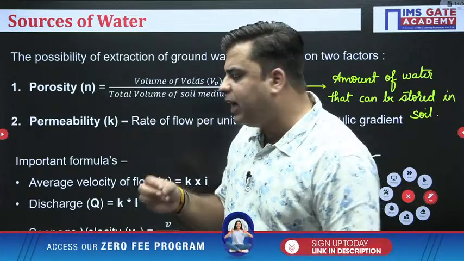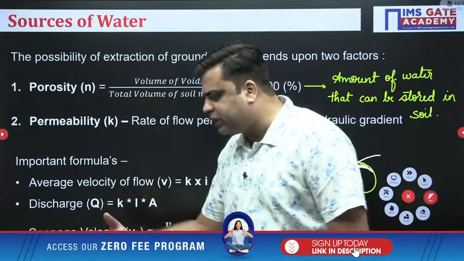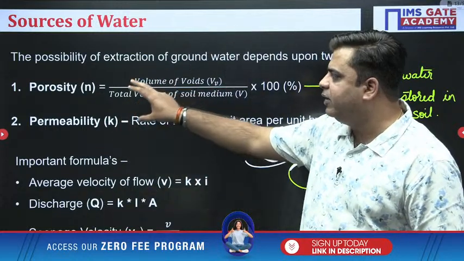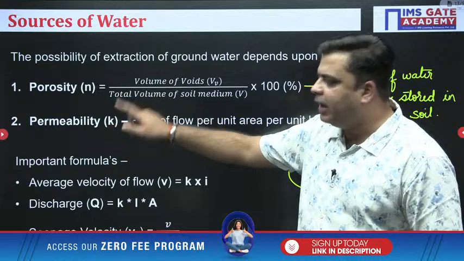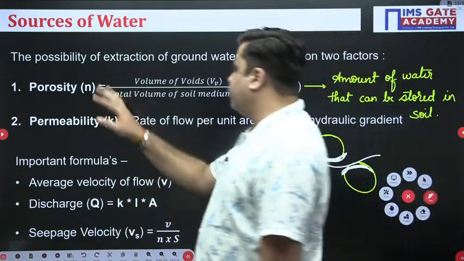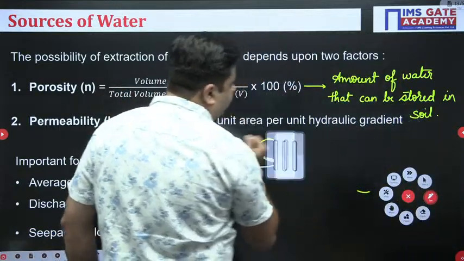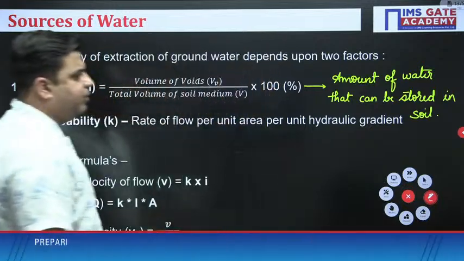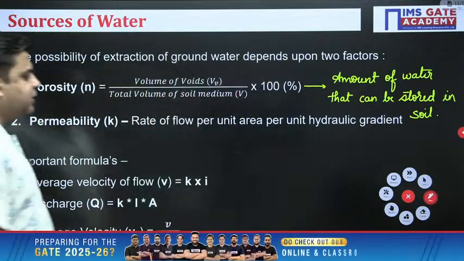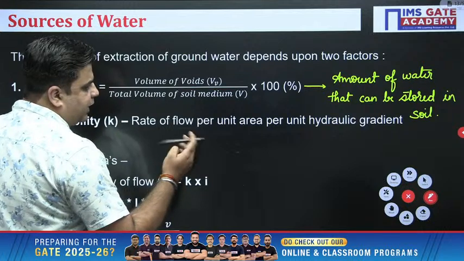Whenever we are analyzing the soil for extraction of underground water, majorly we use the porosity of the soil medium and the permeability of the soil medium. Porosity tells us about the amount of water that can be extracted from the soil medium, whereas permeability tells us about how easily the water can be extracted.